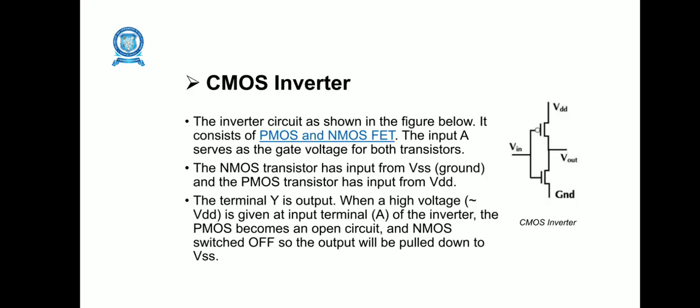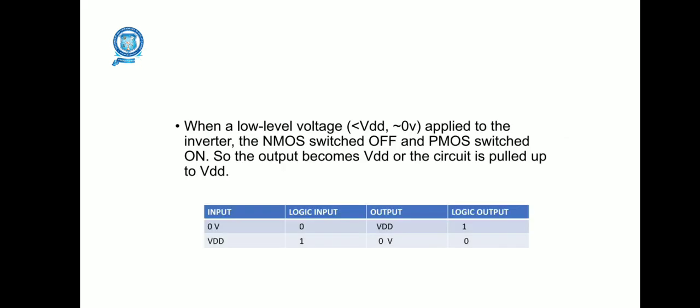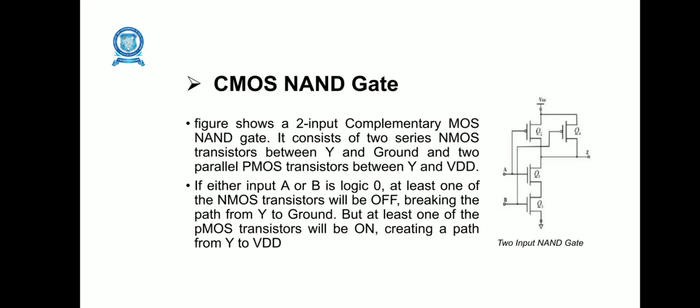Next one is the CMOS inverter. This inverter consists of a PMOS and an NMOS FET. The input A serves as the gate voltage for both transistors. The NMOS transistor has its input from VSS, ground, and the PMOS transistor has its input from VDD. The terminal Y is the output. When a high voltage VDD is given at the input terminal of the inverter, the PMOS becomes an open circuit and the NMOS is switched on so that the output will be pulled down to VSS. You can see here, when a low level voltage of 0 volt is applied, the NMOS is switched off and the PMOS is switched on.